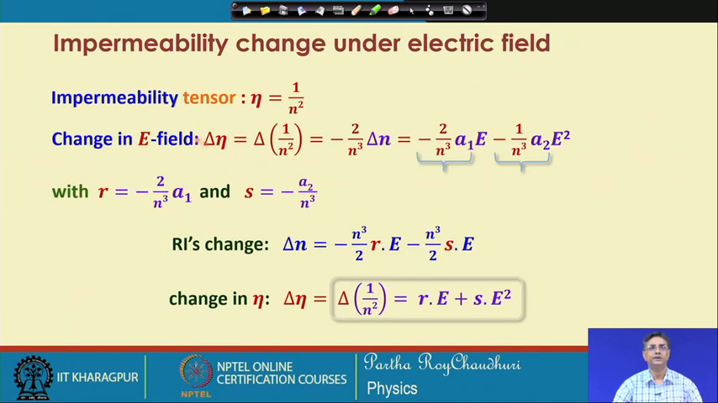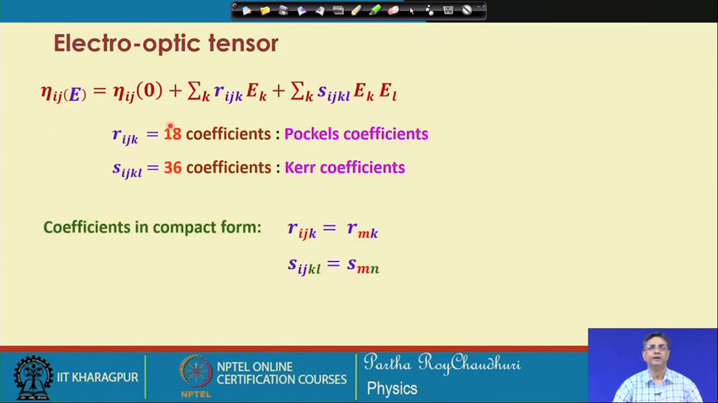So, let us look at this. We have seen the impermeability tensor, that is eta is 1 by n square. So, the change in presence of the electric field, delta eta, is represented by this, and we have seen R, the Pockels coefficient, given by this quantity, and the Kerr coefficient tensor, the quadratic electro-optic tensor, is given by this. So, delta eta is represented by this equation.